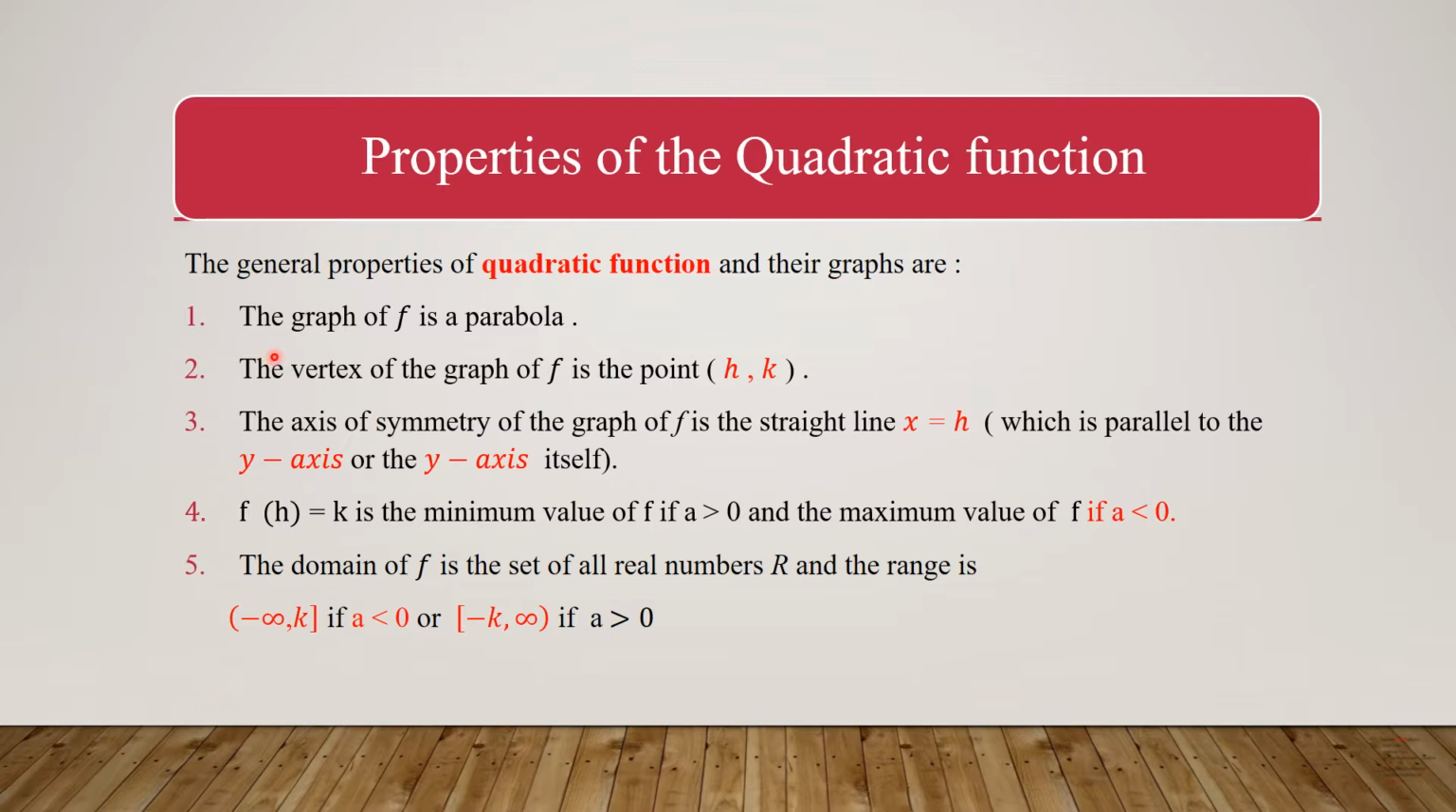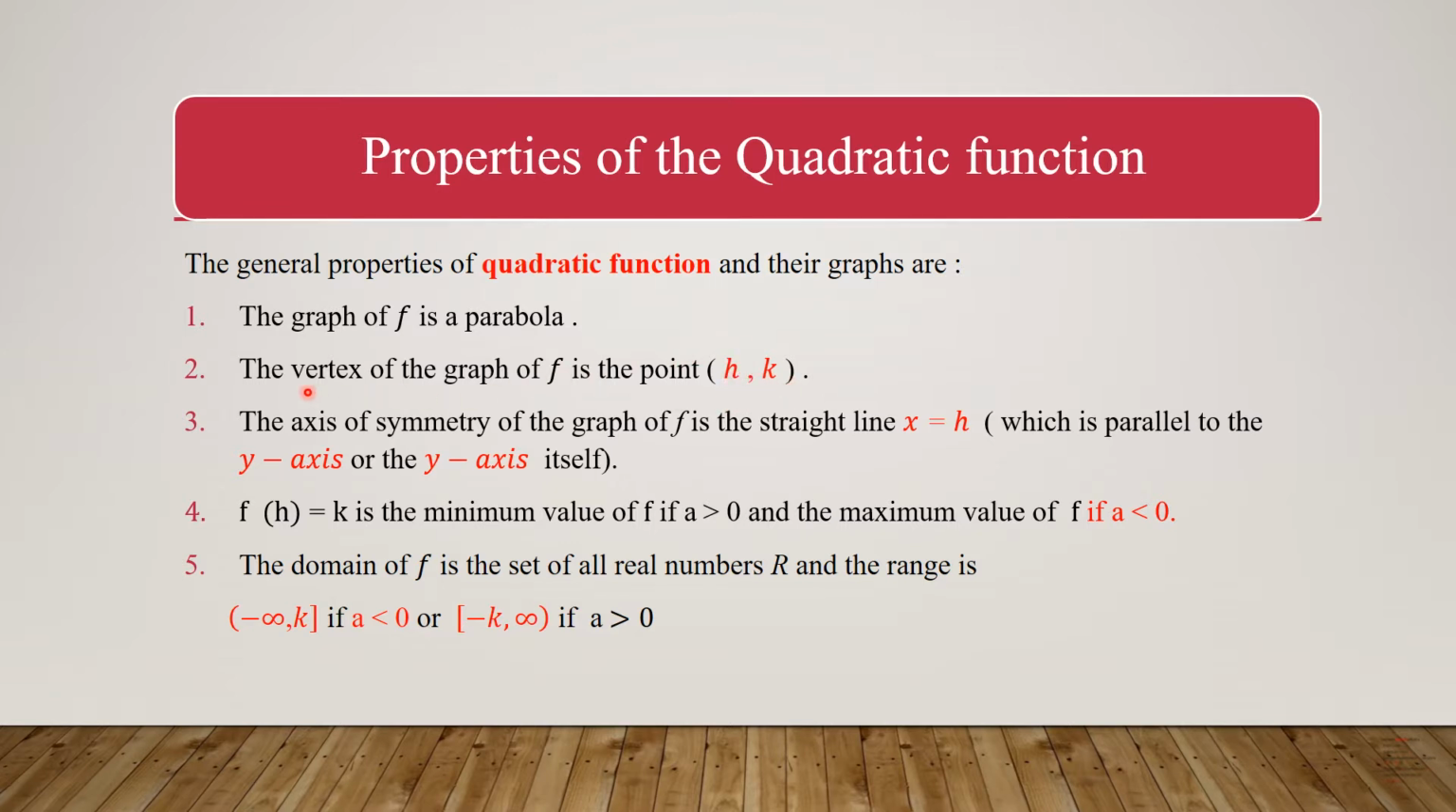So you are very well aware of the parabola shapes known from the previous lectures. The graph of the function is always a parabola. These are called the general properties of the quadratic functions. So the graph is a parabola. The vertex of the graph is a point (h, k).